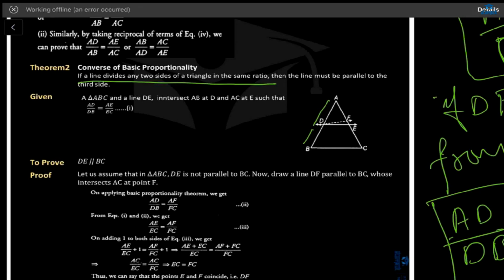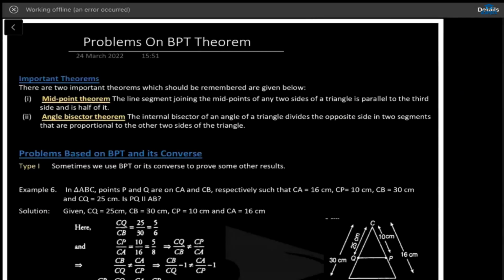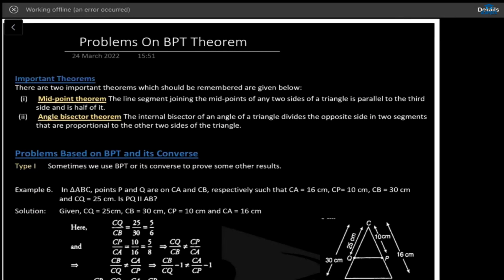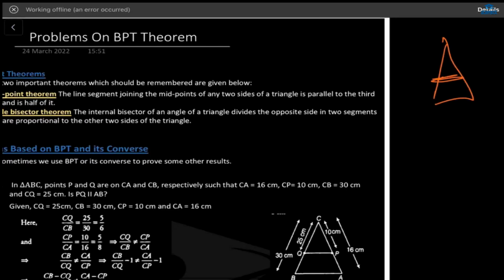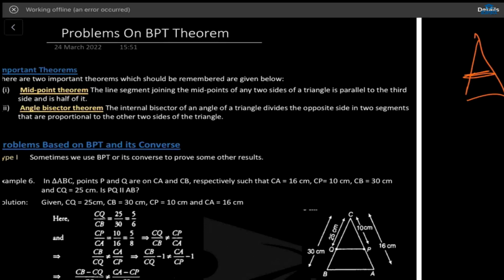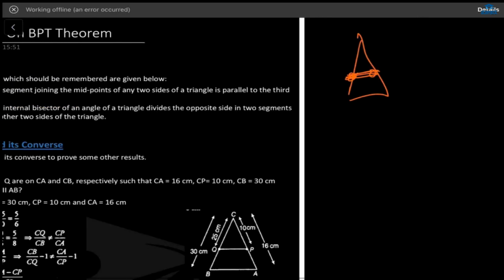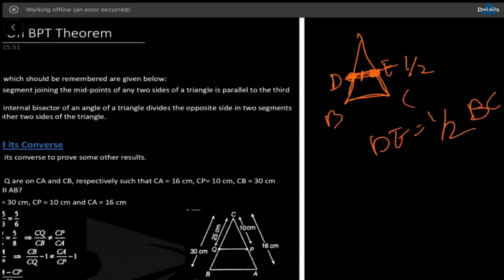So shall we start the questions based on the converse of the BPT theorem and the BPT theorem? Before we start the problems, you should also remember the midpoint theorem and the angle bisector theorem. The midpoint theorem: the line segment joining the midpoints of any two sides of a triangle is parallel to the third side and half of it. That means if DE joins the midpoints of two sides, then DE is parallel to BC, and DE is equal to half of BC. This is the midpoint theorem you should remember.